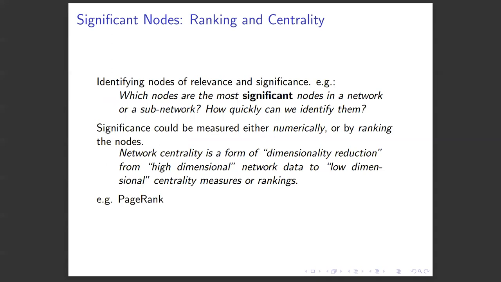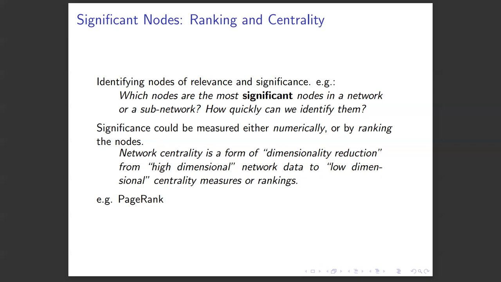The first one is significant nodes. For example, in a social network there are some famous people who can be very important, while other people may not be that important. If you are a superstar on Twitter and you post something, a lot of people will see it. In that way you are a hub node, and you can influence more people. So it's important to identify this kind of node.